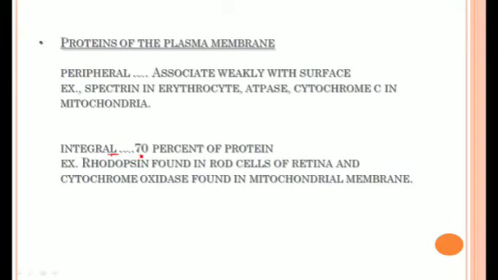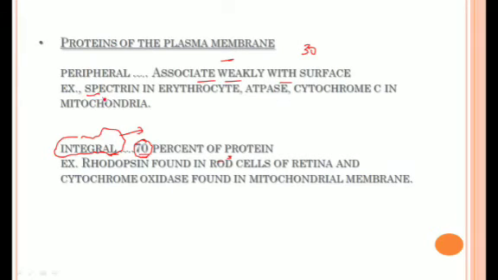Integral protein is 70% of the protein, structural protein. It is 70% of structural protein, and 30% of the protein is peripheral protein. This is weakly associated with the surface of the plasma membrane, peripheral protein, and this is extensively associated with the plasma membrane because it transfers in the plasma membrane.